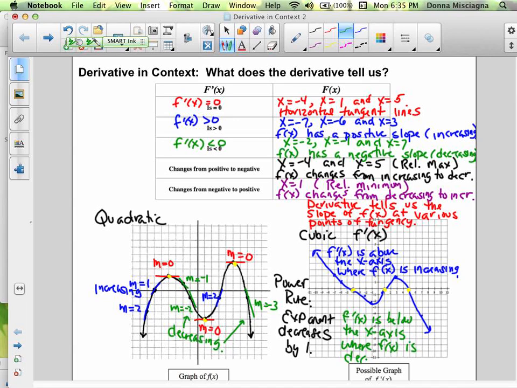So we got a lot out of this very simple little exercise about f of x and f prime of x. So come back in the next video and we'll see some more things about the derivative.